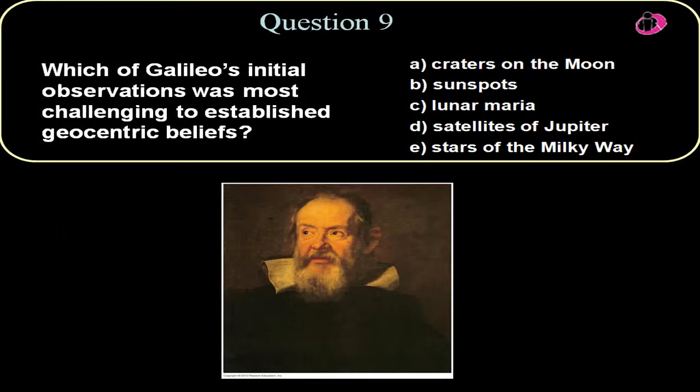Question 9. Which of Galileo's initial observations was most challenging to establish geocentric beliefs? Well, if you're going to go geocentric, you've got to go all the way. So you're saying that the Earth is the center of all motion and everything is going around the Earth. So if you're going to challenge that, what would be most challenging is the fact that if you observed over the course of day after day, you would see that there were satellites going around Jupiter, now called Galilean satellites, 4 major moons going around Jupiter, and that would pretty much put holes in the theory of the geocentric model.